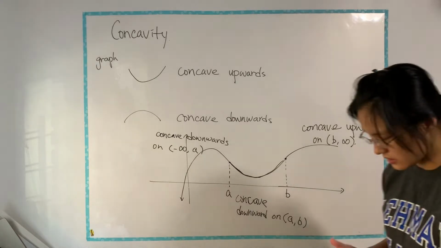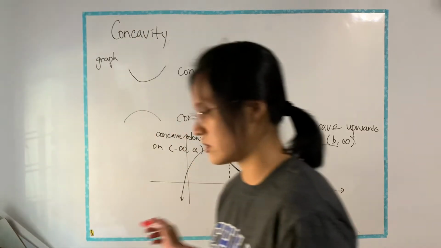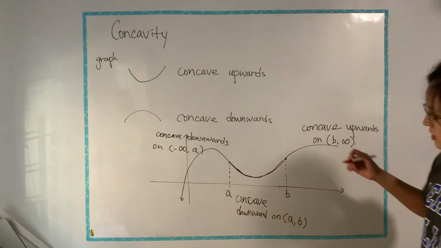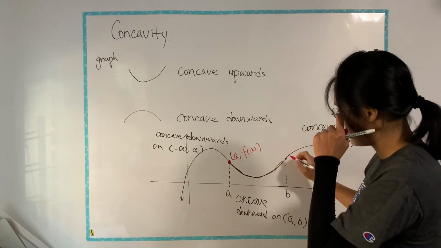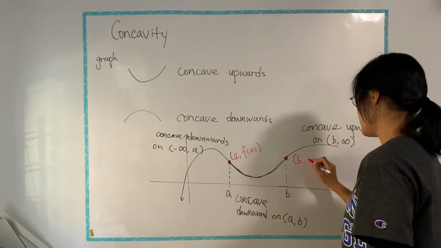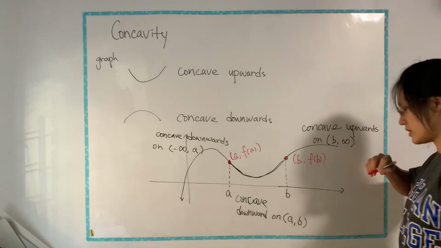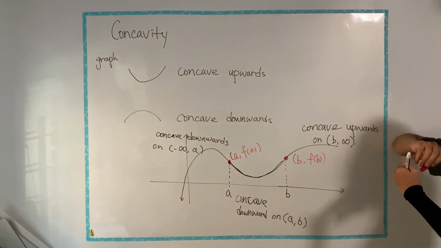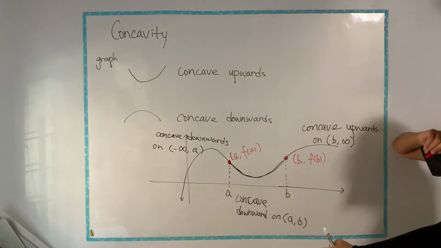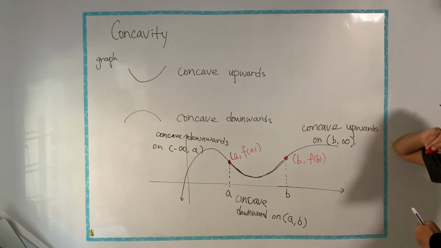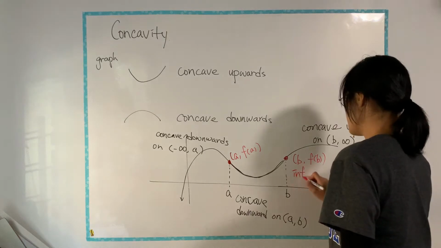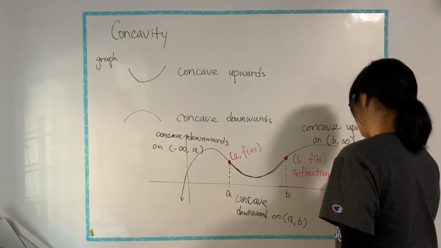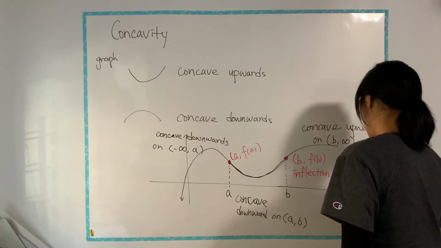All right, so in this case, you can see that there is something else important. That is the point a, f of a, and the point b, f of b. Why are they important? They are the points that separate the part of the graph that is concave down from concave up, right? They actually have a name. They are called inflection points.